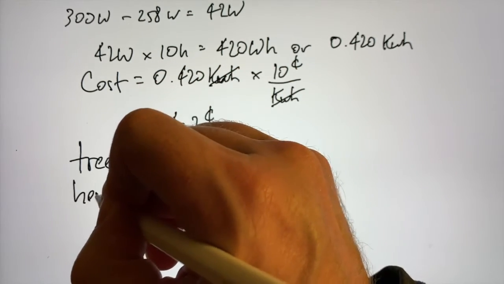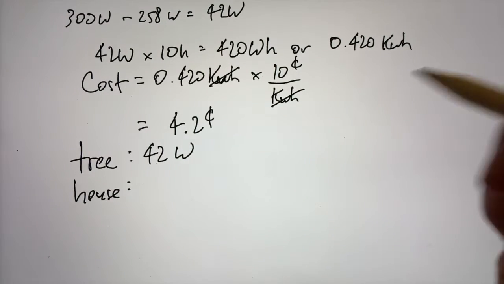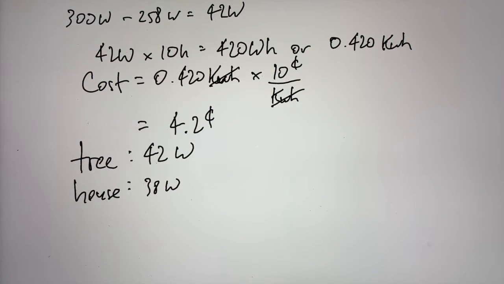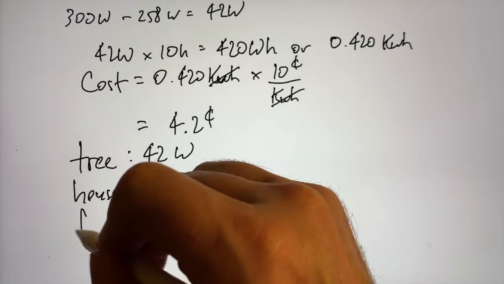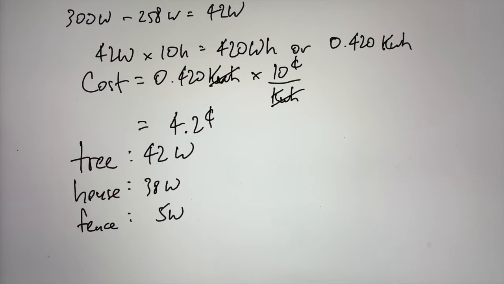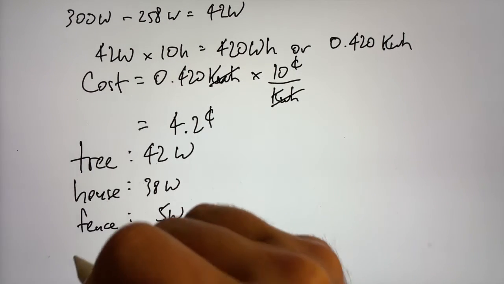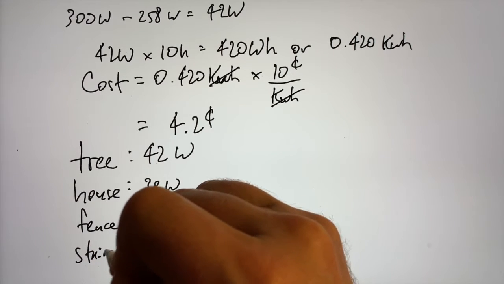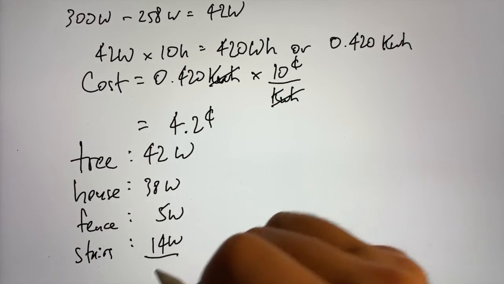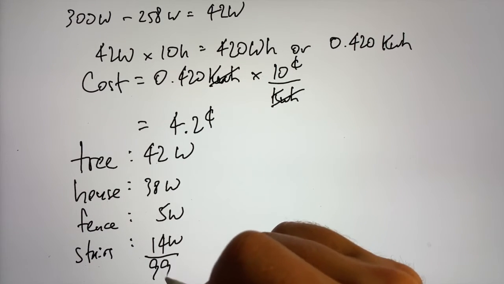It's interesting to note that the tree used a total of 42 watts. My house lights took a total of 38 watts. The lights that I ran down the fence beside the house was only 5 watts. Might as well leave those ones on all the time. And then the lights that ran down the banister in my staircase was using a total of 14 watts. The total of all of those is 99 watts.